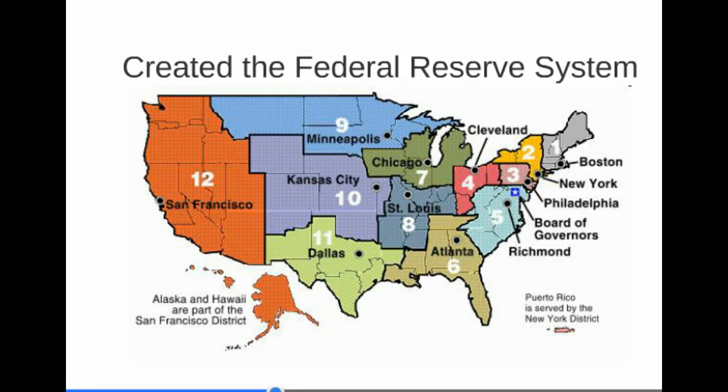Each district has the ability to print money, which is why when you look at your paper currency, you'll see that it may have been printed in one of these 12 areas that you see here on the map. Each area has a governor of that region, and they meet, I want to say monthly, I'm not entirely sure, but they meet regularly at their Board of Governors meeting, and the chairman of the Fed is chosen by the president for a 10-year period.